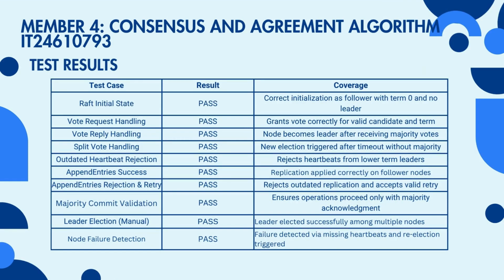We validated our implementation through multiple test cases. All core Raft functionalities such as leader election, vote handling, and log replication passed successfully. We tested split vote scenarios, and the system correctly triggered new elections. Append entries tests confirmed both successful replication and retry handling. Majority commit validation ensured operations only proceed with enough acknowledgements. We also verified node failure detection, where the system re-elects a leader after missed heartbeats. Overall, all tests passed, confirming that our system is reliable and fault tolerant.